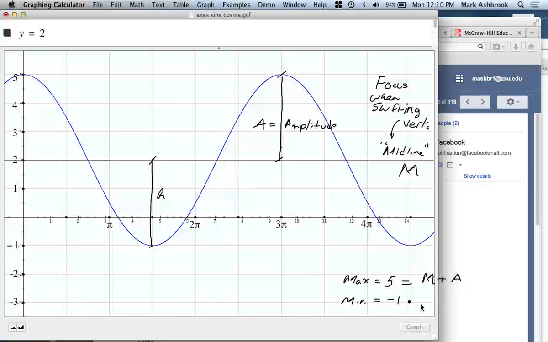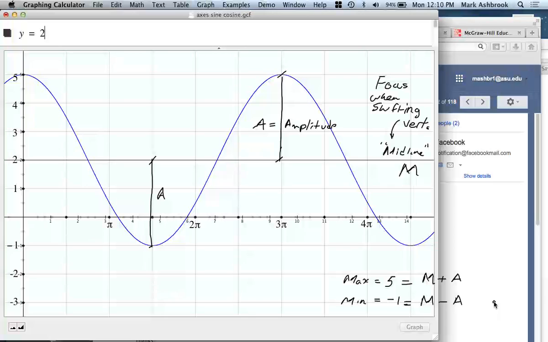And how would we get the min? Yeah, go to the midline. Always go to the midline first, and then from the midline, now we're going to go down A. So M plus A and M minus A get you the max and min. So the max and min are like last if you're trying to determine them. Find that midline, determine the amplitude, and then the max and min are just A above the midline and A below the midline. So those are just some terms, amplitude and midline.